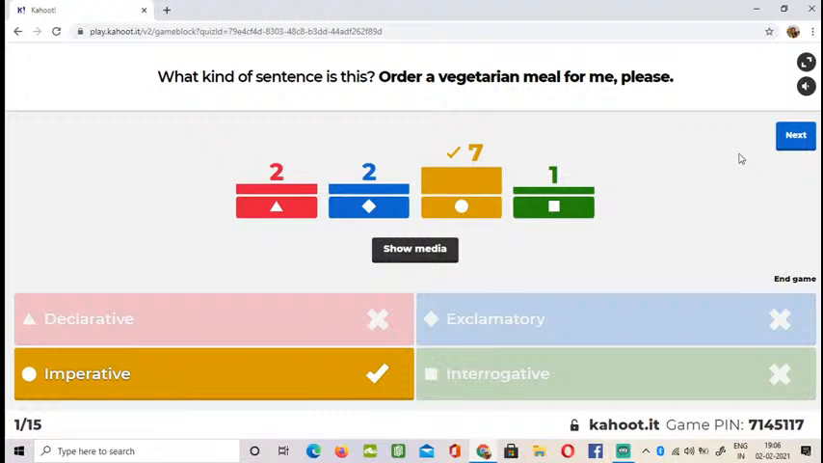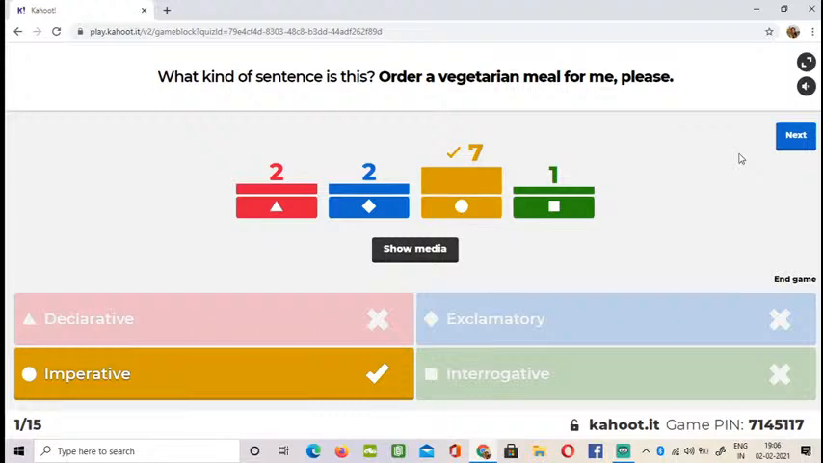No problem. Let me tell you why it is an imperative sentence. Someone is requesting someone to order a vegetarian meal for them. They are giving a command or they are requesting. So it is imperative. If you request someone or give a command, it's an imperative sentence.